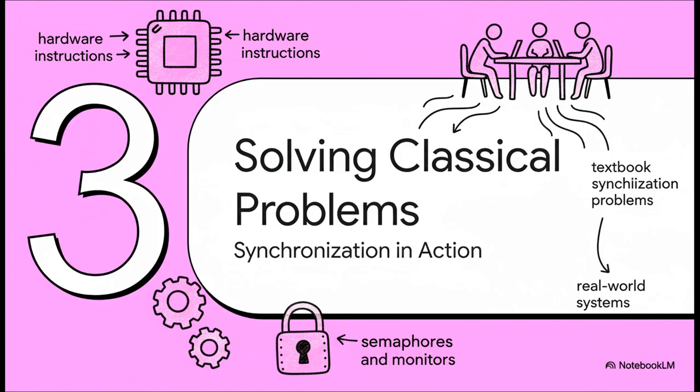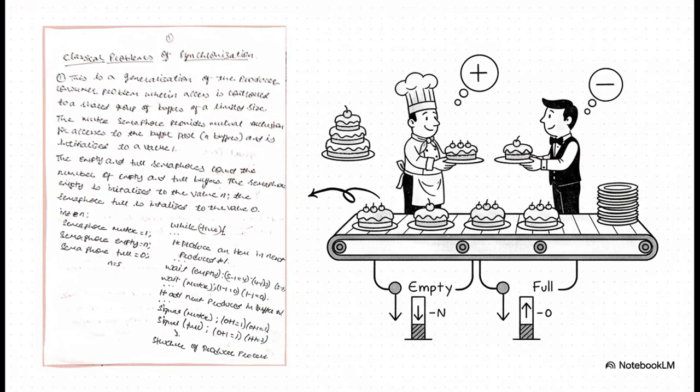Hardware stuff, semaphores, monitors. Now let's see how we can actually use them to tackle some of the classic real-world problems you'll see all the time in operating systems. First on the list, the producer-consumer problem. This one is a total classic.